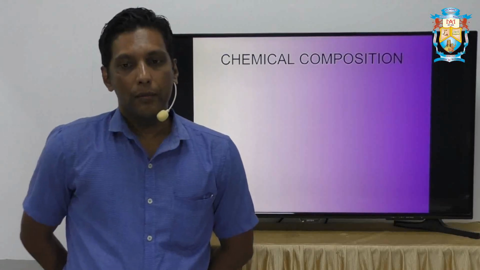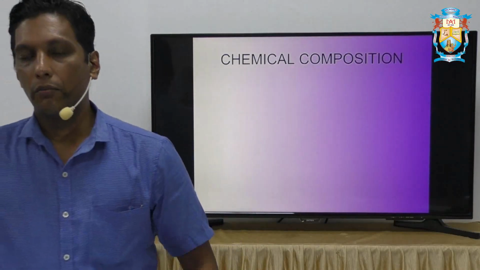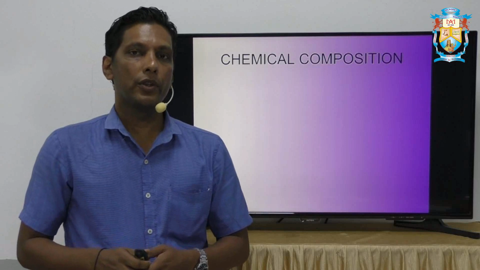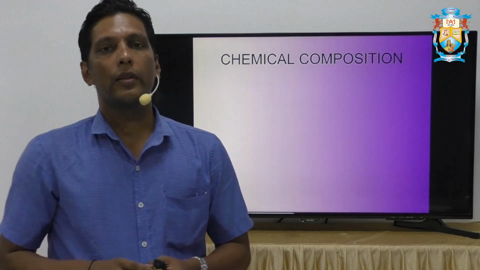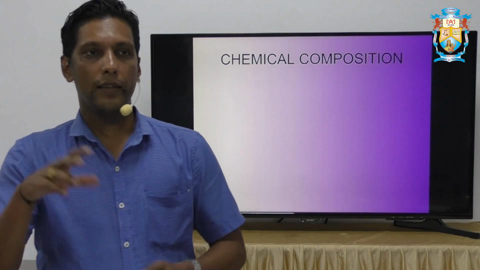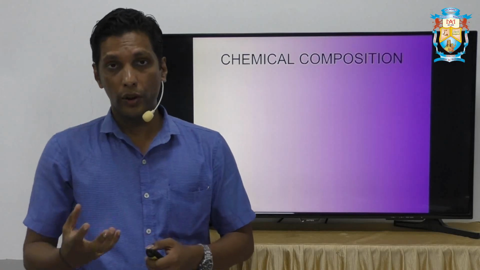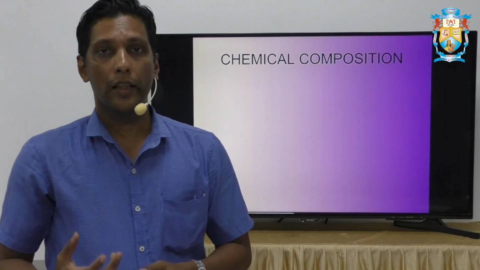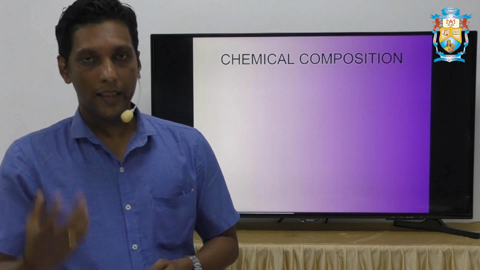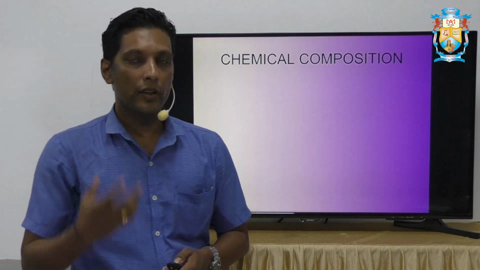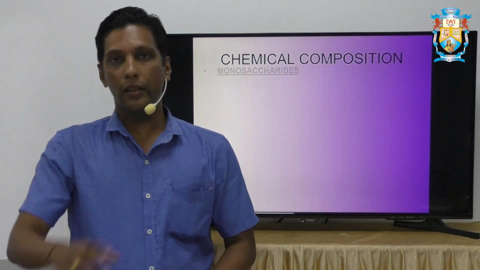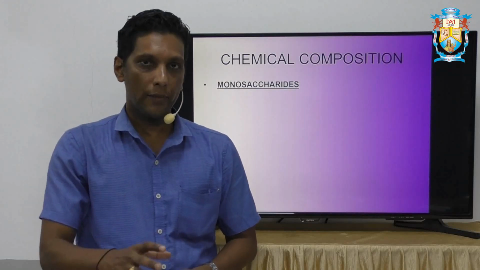The chemical composition. Sugar has a chemical composition. The two main compositions of sugar are monosaccharides and disaccharides. The sugar normally made from sugar cane has sucrose. So the highest chemical composition in the sugar is sucrose. There are different classifications of chemical composition.